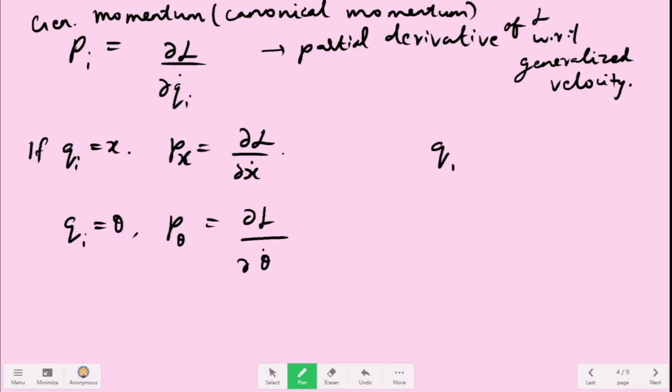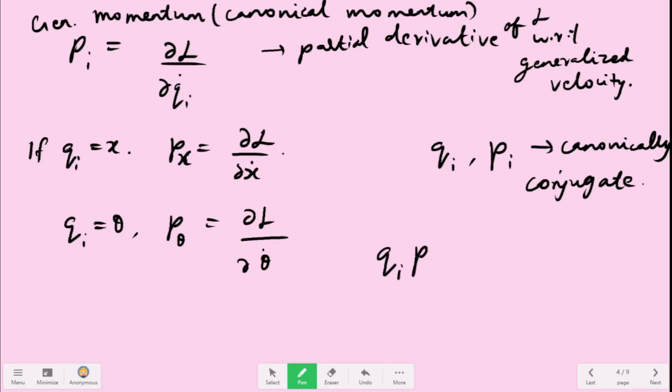Now generalized coordinate and generalized momentum, these are called canonically conjugate variables. Why are they a canonically conjugate pair? This will be clear once we discuss Poisson bracket. We will discuss that later, but right now you have to understand that generalized coordinate and generalized momentum are canonically conjugate pairs, and the dimension of generalized coordinate times generalized momentum is equal to the dimension of angular momentum.